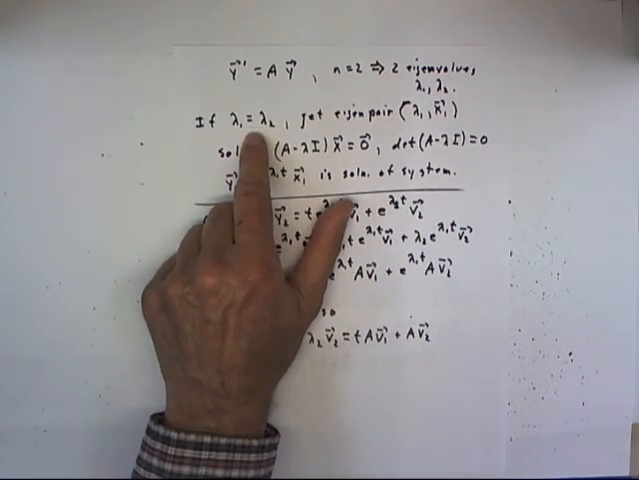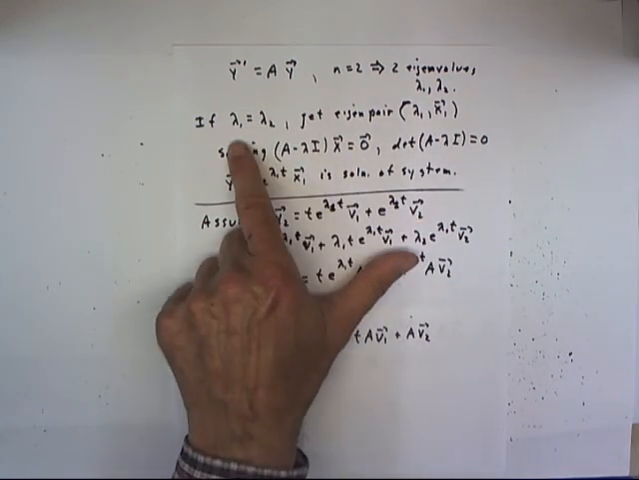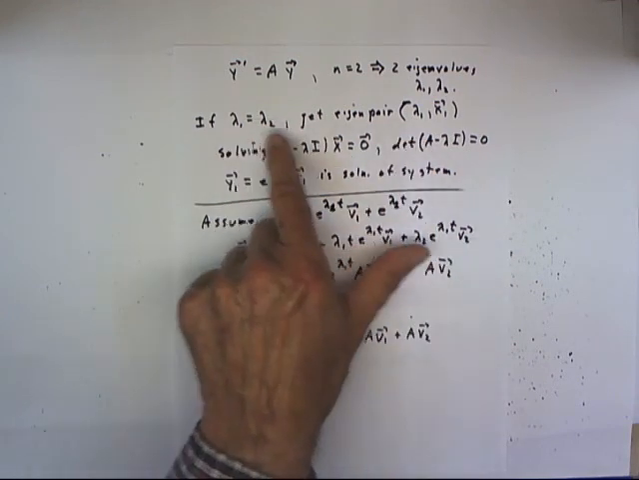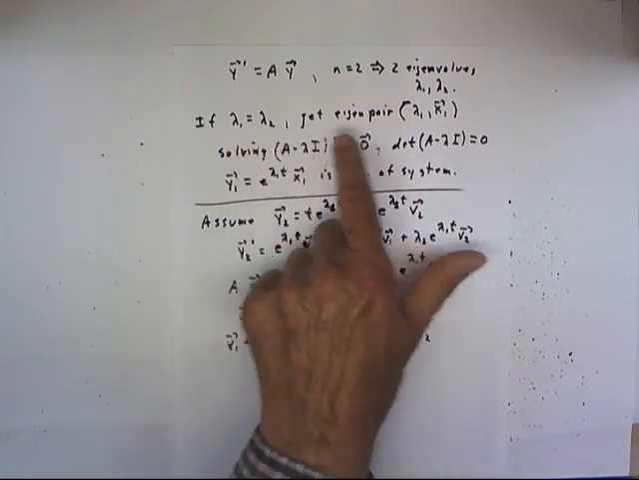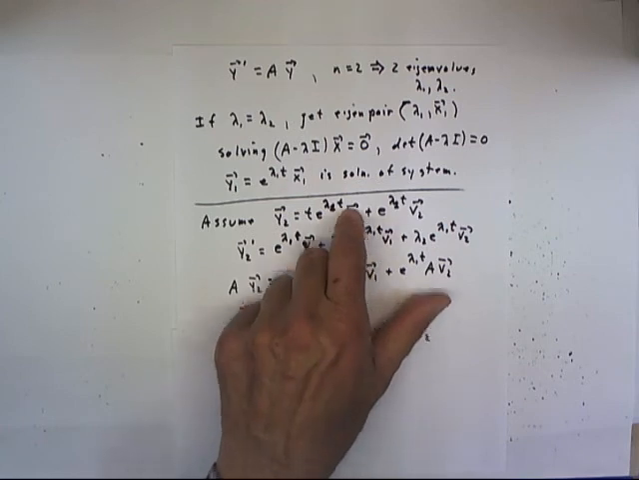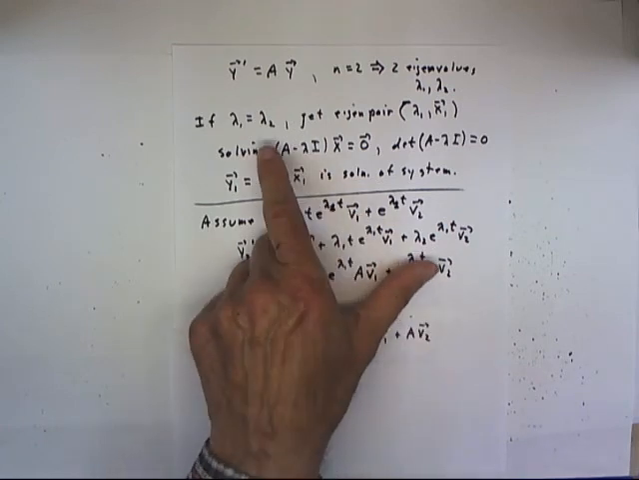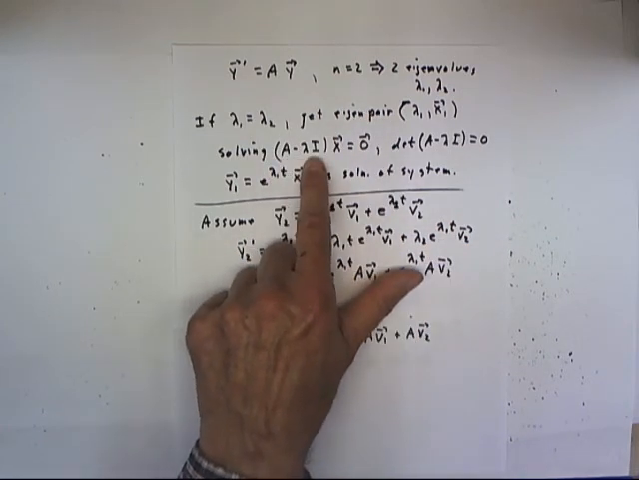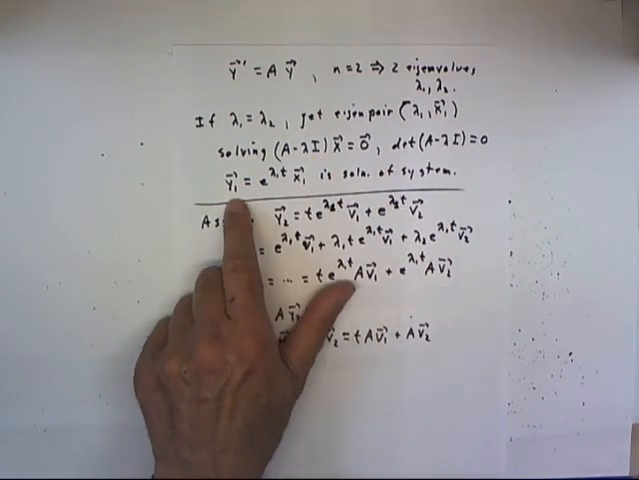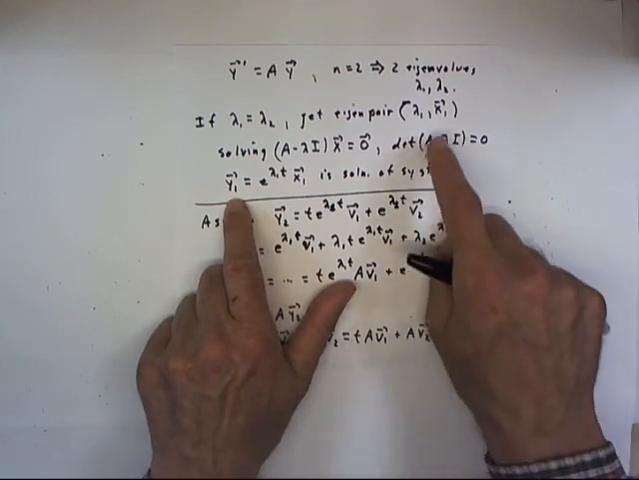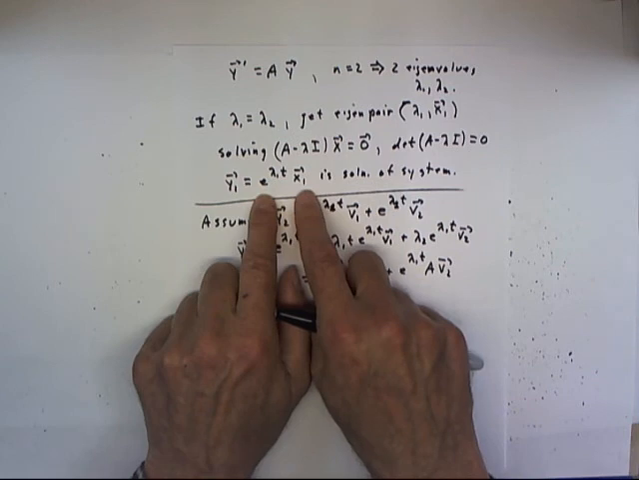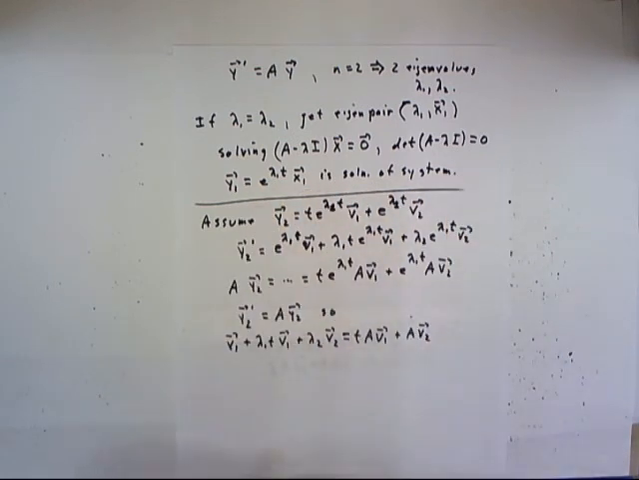So if the two are equal, we can get an eigenpair for the first of the two. Of course, they're equal, so it doesn't matter if we call it the first or the second, but let's say we get an eigenpair for lambda 1. Solving this equation with this condition gives us the eigenpair, and a solution y1 equals e to the lambda 1 t x1. That is a solution of the system.